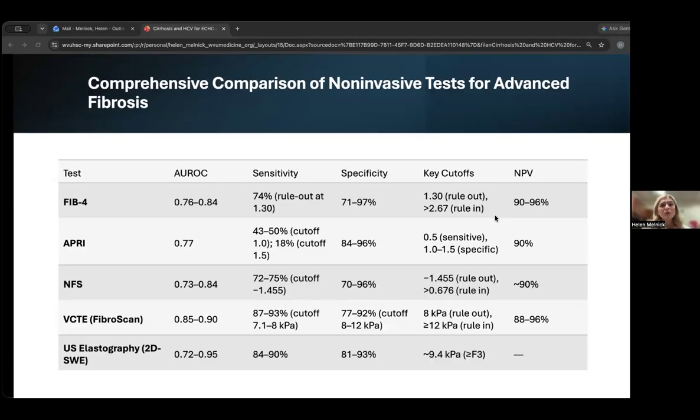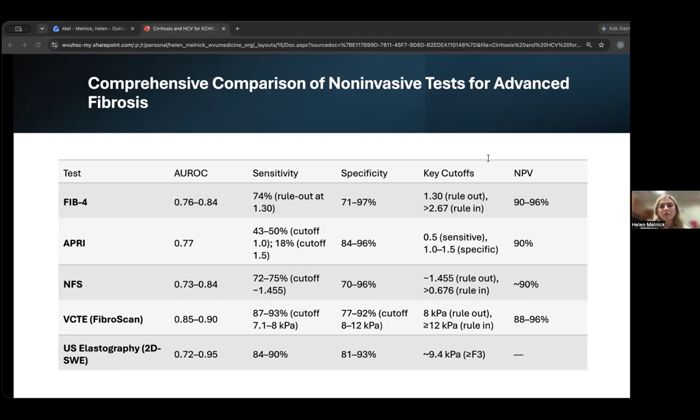So when we evaluate advanced fibrosis, and specifically MASLD, we start with FIB-4 because it's the most validated first-line non-invasive test. It's recommended by the AASLD, AGA, and multiple international societies as the screening tool in primary care and in endocrinology settings.